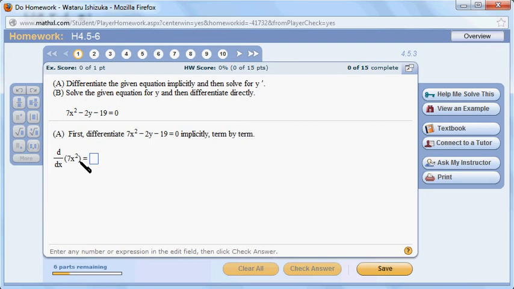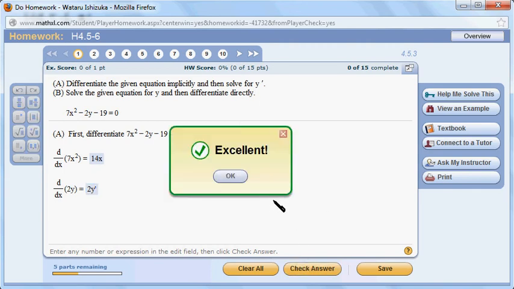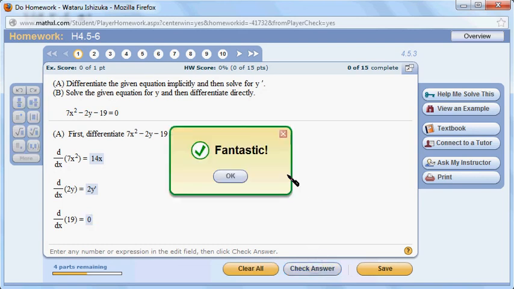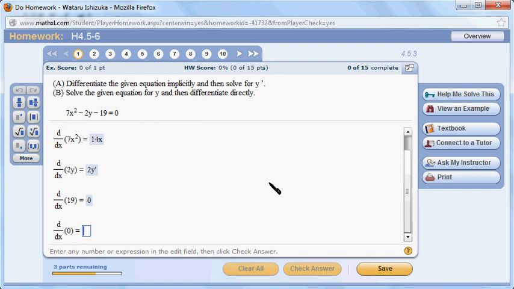I guess this one you just have to do term by term. So this is going to be just 14x. Check that, got it. 2y is 2 y prime. So check the answer. Got that. And the derivative of 19 is 0 because it's a constant. Check that. So derivative of 0 is 0. So check the answer.